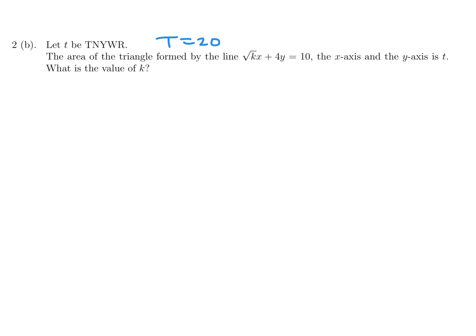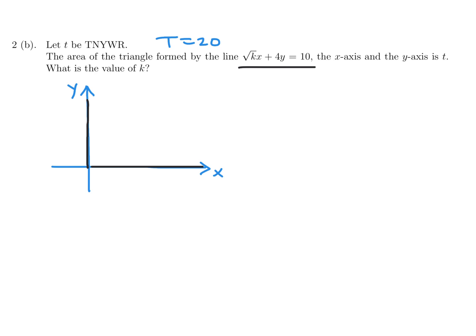The area of the triangle formed by the line root k x plus 4y equals 10, and the x-axis and y-axis is t. What is the value of k? Let's attempt to draw this. So we've got x and y. So the triangle is made up of the x-axis, the y-axis, and this line. So let's find its x and y coordinates. Sorry, x and y intercepts is what I should say.